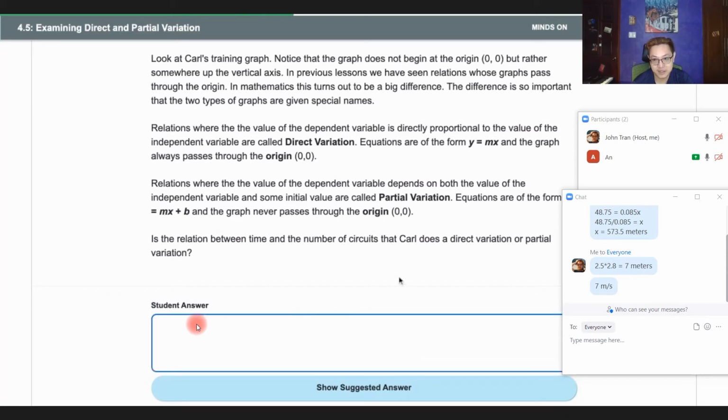No, it's a partial variation because it follows the y equal to mx plus b pattern, you know? Remember, it's t equal to something plus 15, isn't it? Yeah, that's right. So of course, it is a partial variation because it doesn't go through the origin at all. Yeah, partial variation.